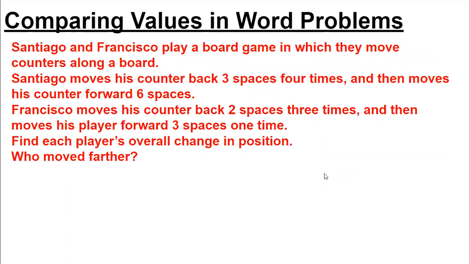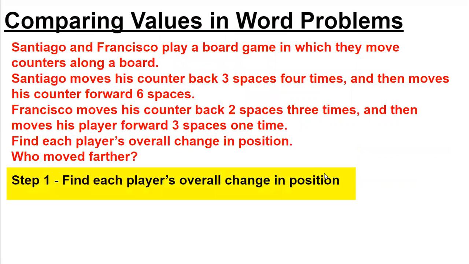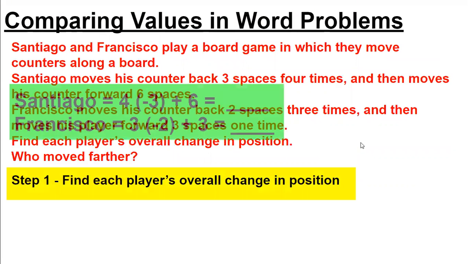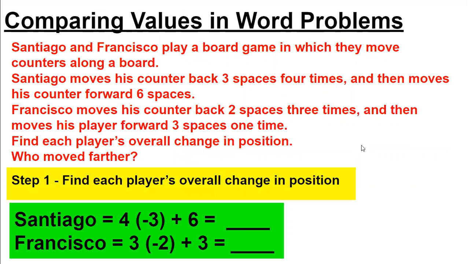Okay, here they are again, the word problem. Step 1, we're going to find each player's overall change in position. So we're going to start with Santiago. He moved back 3 spaces. That's going to be a -3. How many times did he do that? He did it 4 times. So we're going to multiply 4 times -3. And then he moved forward 6. So in the green box below, you will see 4 times -3 plus 6.